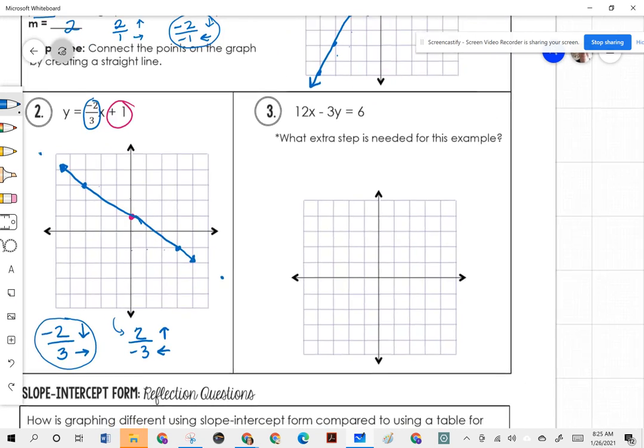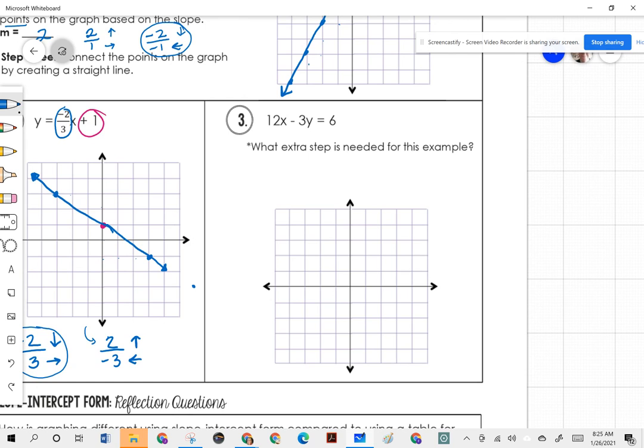All right, so now let's take a look at number 3. What extra step is needed for this example? Well, do you notice that it's not solved for y? So we need to be able to solve for y.